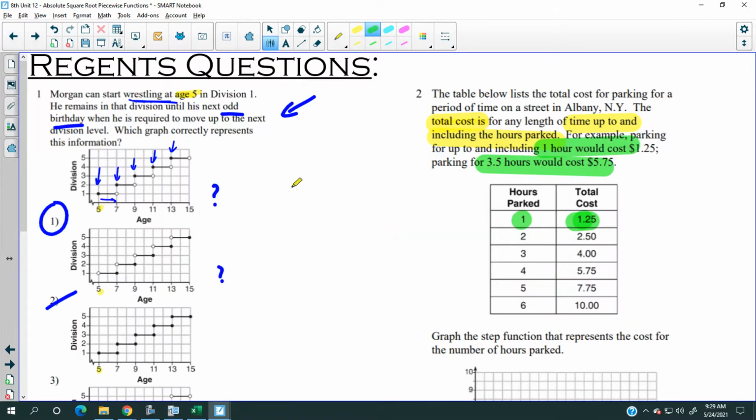Now, that means for something like 3.5, which fits between 3 hours and 4 hours, you would still have to use this figure. So basically what they're saying is this is going to be a step function. And not only that, they told you to graph the step function.